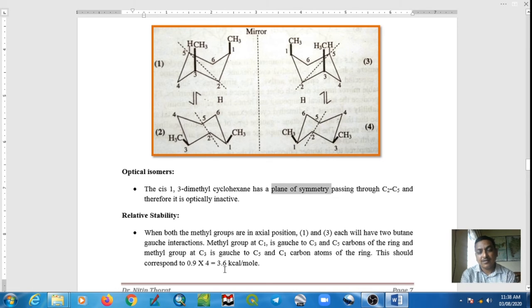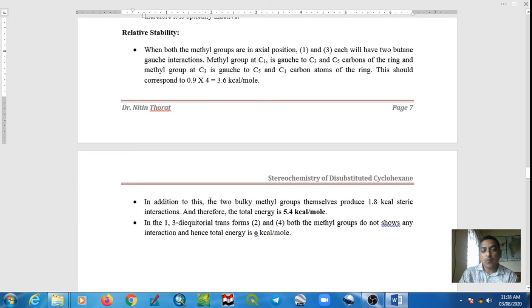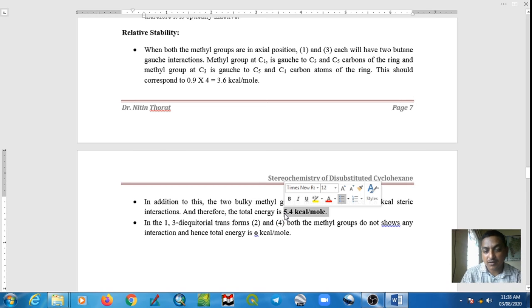But in addition to this, here both methyl groups are on the same side. So these methyls also show additional steric interaction, and this additional steric interaction has energy 1.8 kilocalorie per mole. That's why the total energy is how much? 3.6 plus 1.8. So total energy is 5.4 kilocalorie per mole.